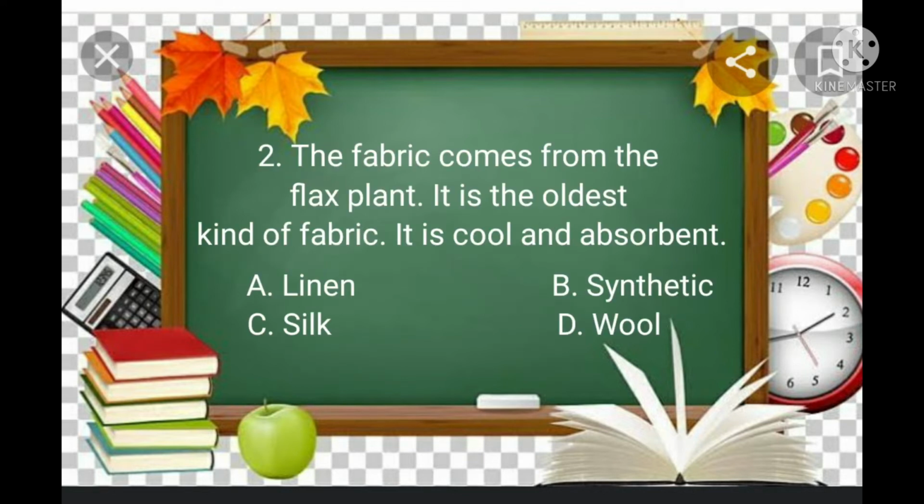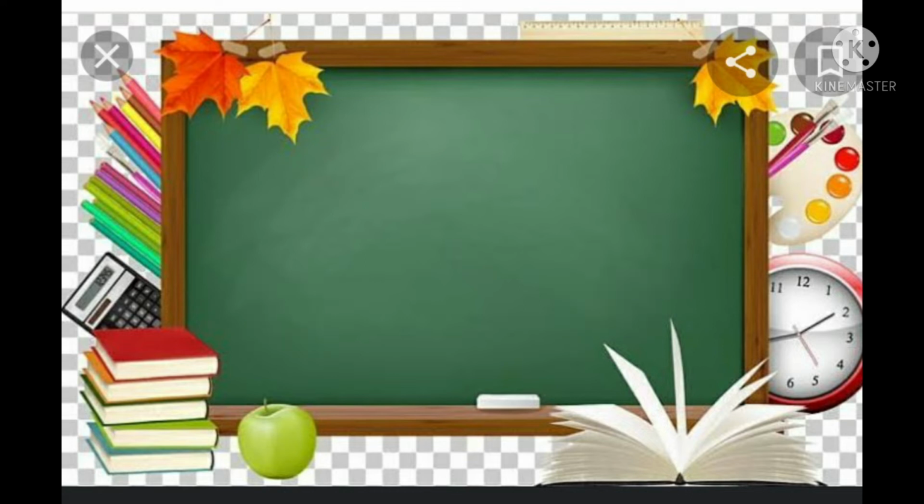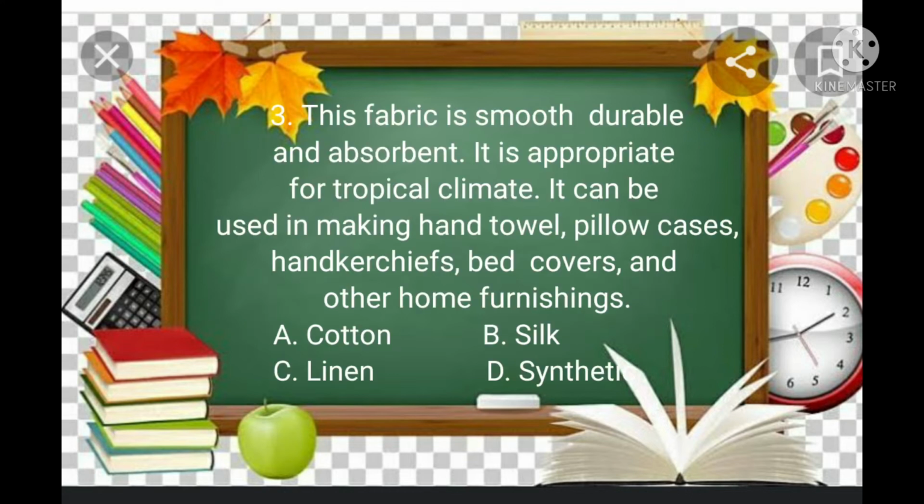Number 2. The fabric comes from the flax plant. It is the oldest kind of fabric. It is cool and absorbent. A. Linen. B. Synthetic. C. Silk. D. Wool. Number 3. This fabric is smooth, durable, and absorbent. It is appropriate for tropical climate. It can be used in making hand towel, pillowcases, handkerchiefs, bed covers, and other home furnishings.